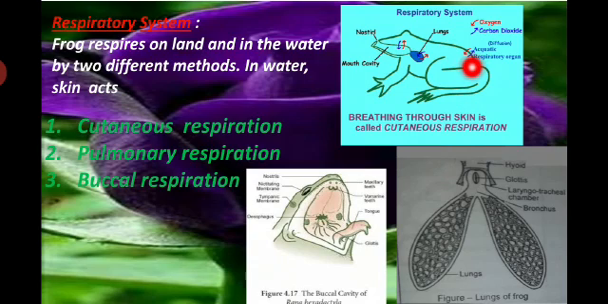Gas exchange also happens in the skin. Under some moist conditions they can live. In the rainy season, if they are in a moist place, they can use buccal respiration. Okay? Pulmonary respiration, buccal respiration, cutaneous respiration: three kinds of respiration can be done in their body. This is a specialized characteristic seen in the amphibian group of frog, not in other groups of organisms. Thank you.